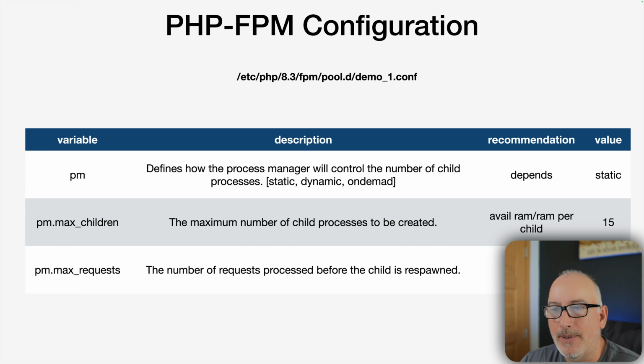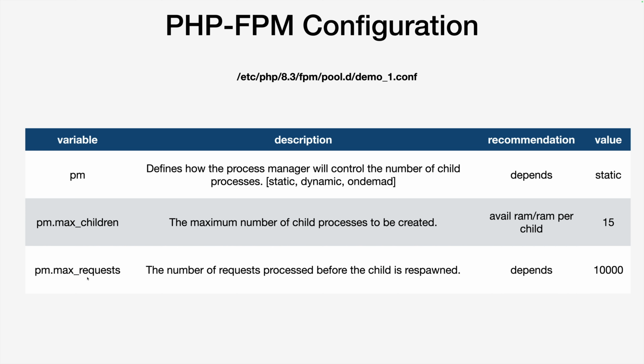The reason is that it automatically spawns up the max number of children right away. And then they will respawn after a certain number of max requests, which is configured down below. So max children is the maximum number of child processes that will be created. There is a formula for this, and last time we explored that formula, and it's really the available RAM. Take the total amount of RAM, subtract away everything that's being used by other processes, and that's the available RAM. You divide that by the amount of RAM per child process. For the T2 micro, we computed this last time and it was around 15. So that's the value we're going to start at.